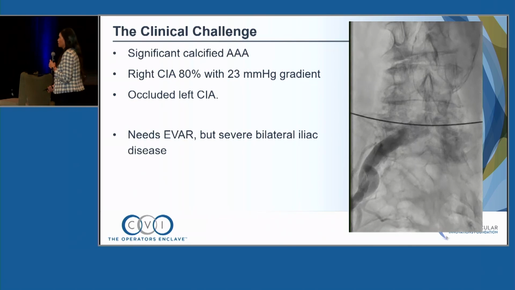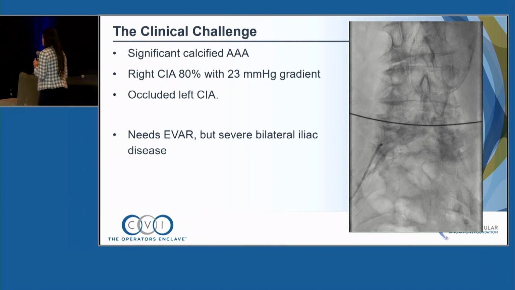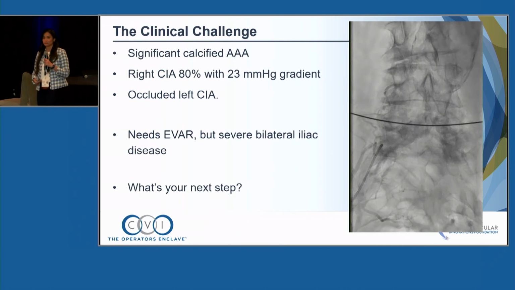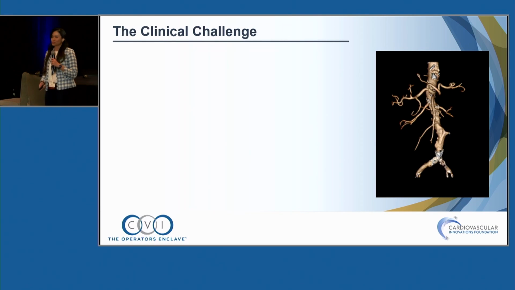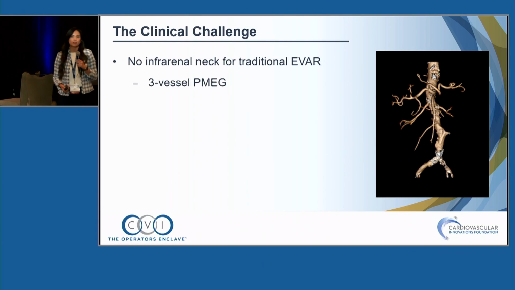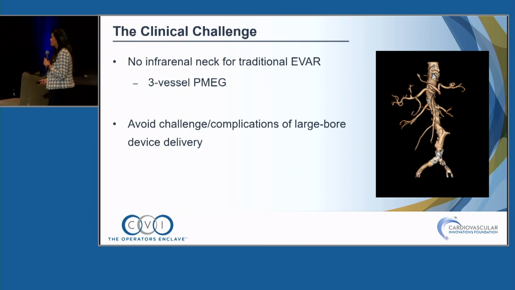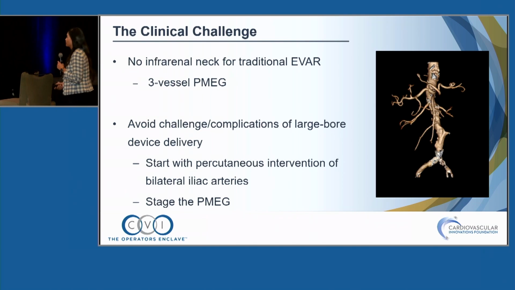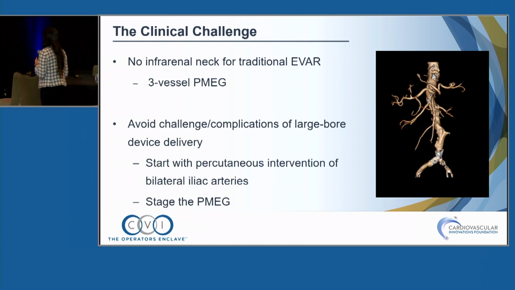So she needs an EVAR, but she has severe bilateral iliac disease. So what do you do next? We consulted our vascular surgery team, and she had no infrarenal neck for a traditional EVAR. She would likely require a 3-vessel physician-modified endovascular graft repair. So to avoid the challenge and the complications of a large bore device delivery usually required in a PMEG, we decided to start with percutaneous intervention of her bilateral iliac arteries and then stage the PMEG.